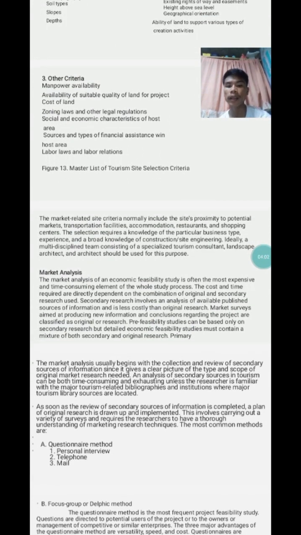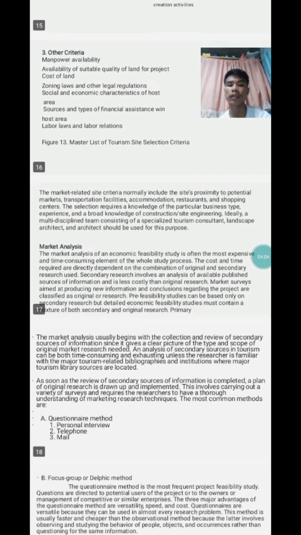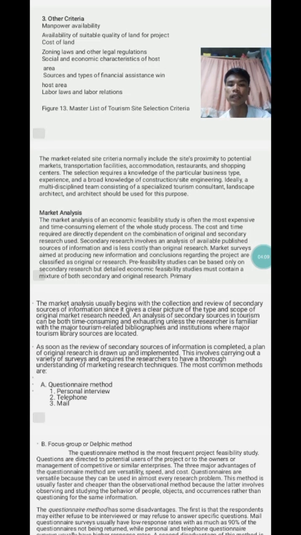The market-related site criteria normally include the site's proximity to potential markets, transportation facilities, accommodation, restaurants, and shopping centers. The selection requires knowledge of the particular business type, experience, and broad knowledge of construction and site engineering. Ideally, a multidisciplinary team consisting of a specialized tourism consultant, landscape architect, and architect should be used for the purpose.